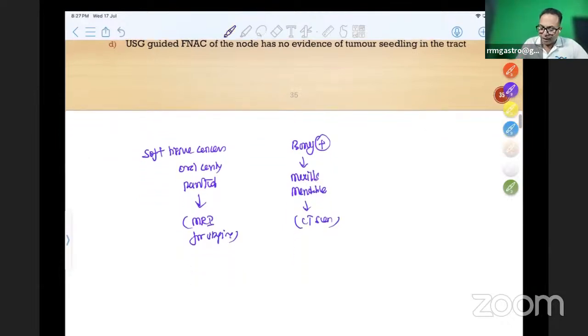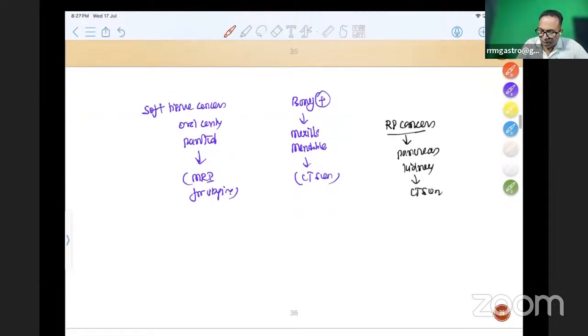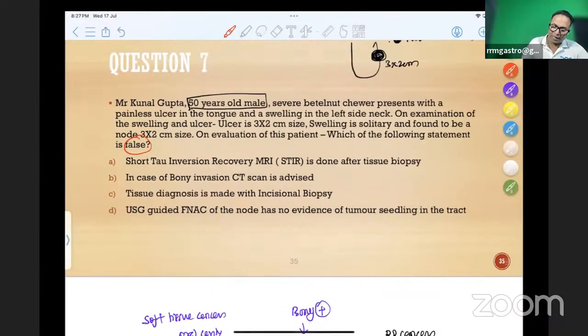And retroperitoneal cancers like pancreas, kidney and all, which is best? It is CT scan. CT scan is best for retroperitoneal cancers. Whereas coming to biliary, bile duct cancers, GB cancers, these cancers will go for an MRI. Okay, for every cancer there will be some radiological investigation for staging. So please remember, the question is telling about oral cancer.